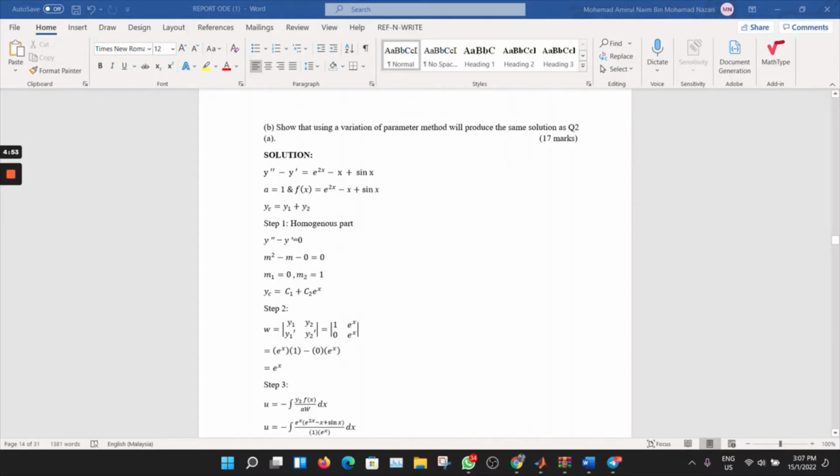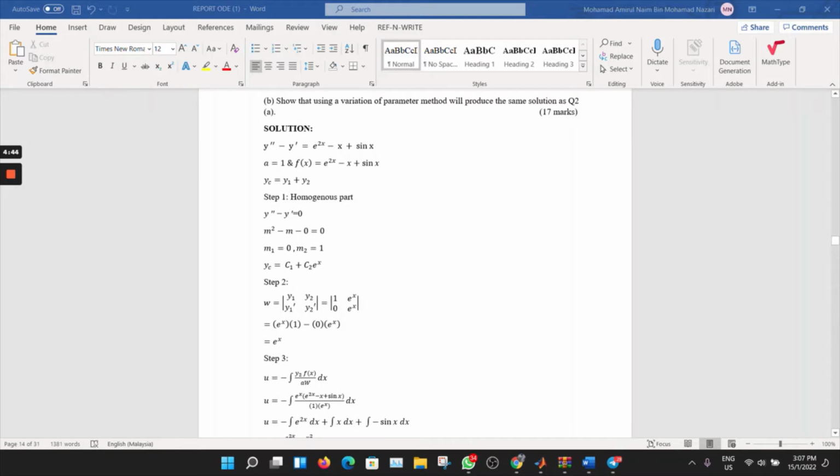Next I will present question 2b, which is to show that using the variation of parameters method will produce the same solution as question 2a. The manual calculation is for the question y double prime minus y prime equals e to the 2x minus x plus sin x.